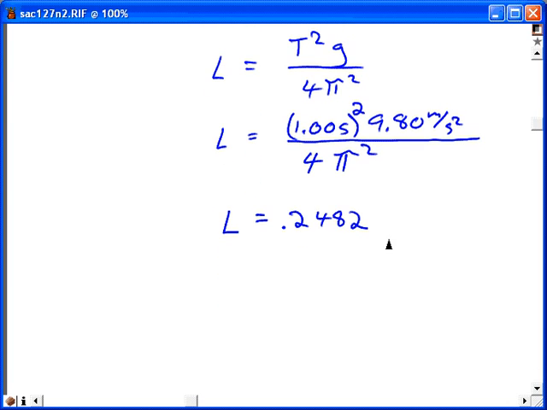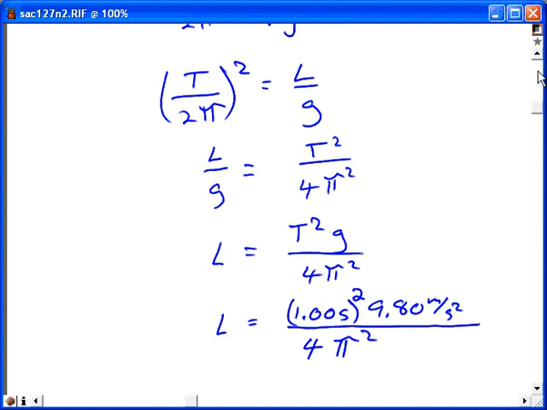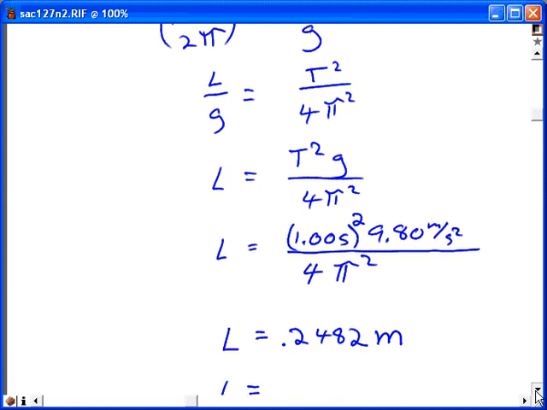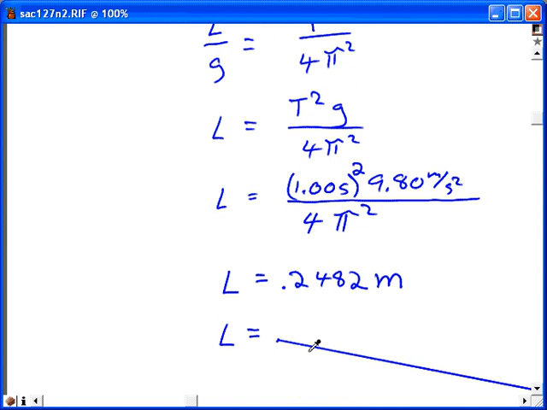Plug those numbers into the calculator. Out pops 0.2482, and it is in meters. So to 3 sig figs, which is what the time was given to, the length will just be 0.248 meters.